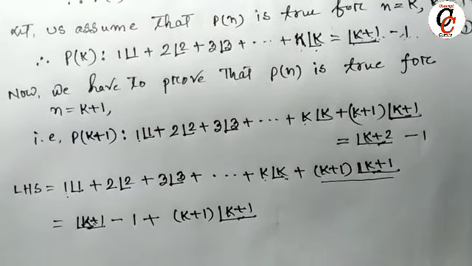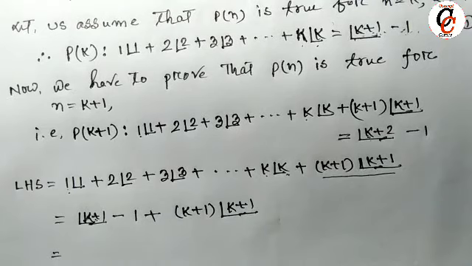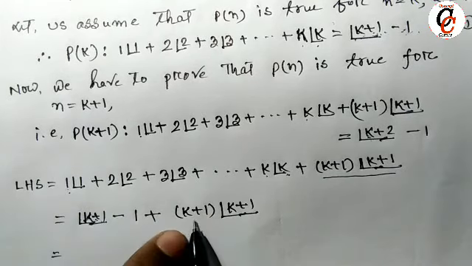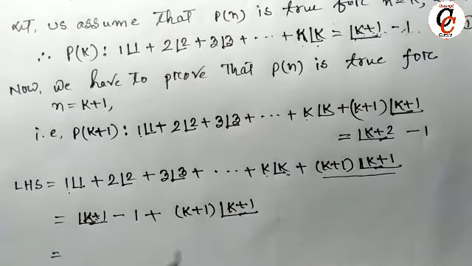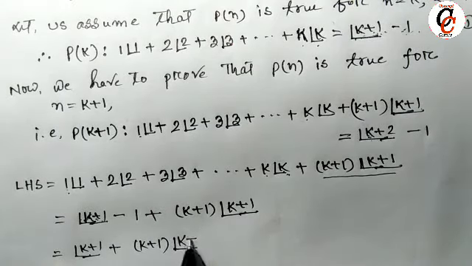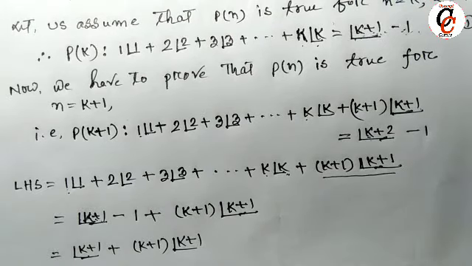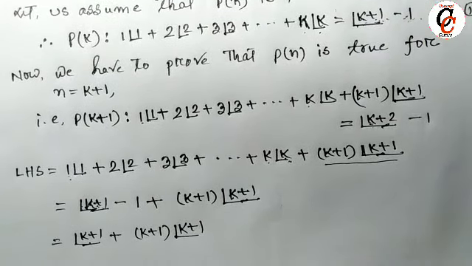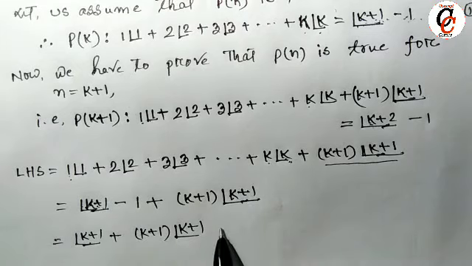Now we have to think what to do here. See, factorial k plus 1 and in this term also factorial k plus 1. So if we write these two terms together, factorial k plus 1 plus k plus 1 whole into factorial k plus 1. There is no problem to write in this way. Yes, we can write. Yes or not? Yes. And minus 1 is there, so I have written minus 1 at the end.